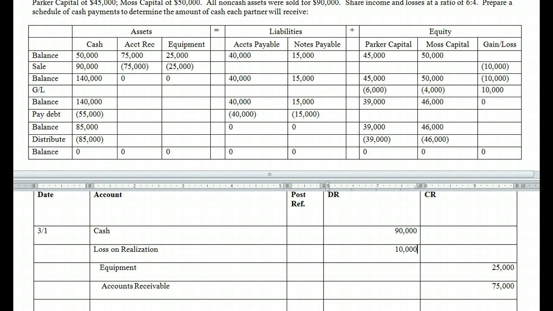All right, so that would be our first entry. We would debit cash. Cash is going up. We need to debit our loss on realization. Then we would credit our equipment and our accounts receivable.